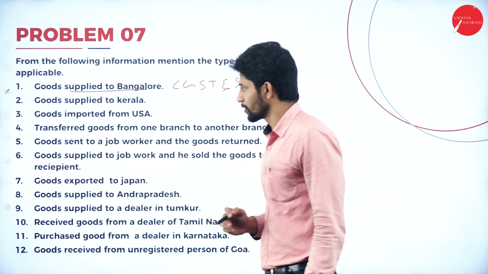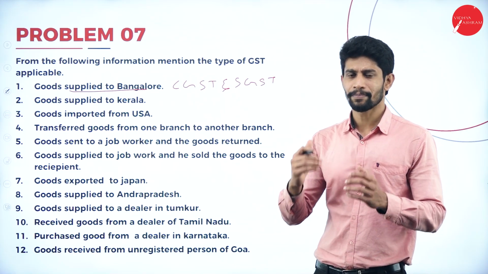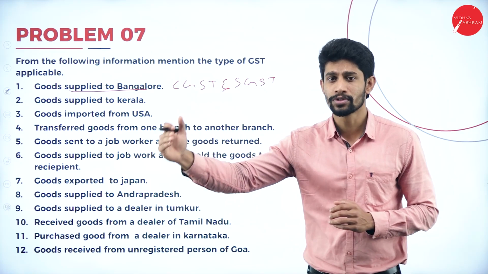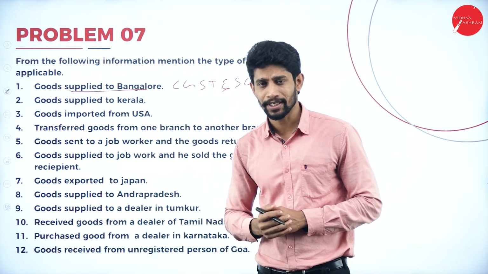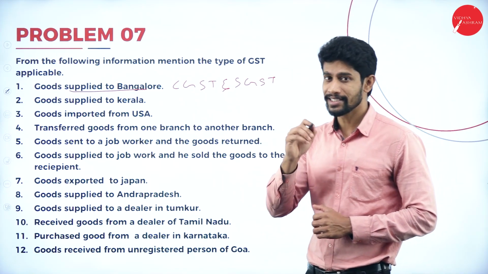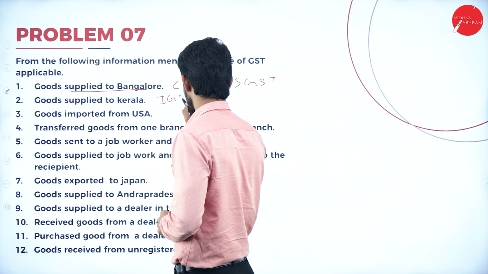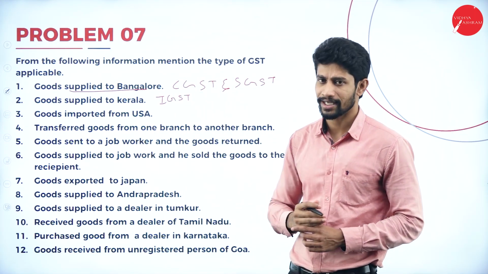Second point, dear students. Goods supplied to Kerala. Here the supplier is in Karnataka and is supplying the goods to Kerala. So what type of tax is applicable? Yes, IGST is applicable for the second transaction.